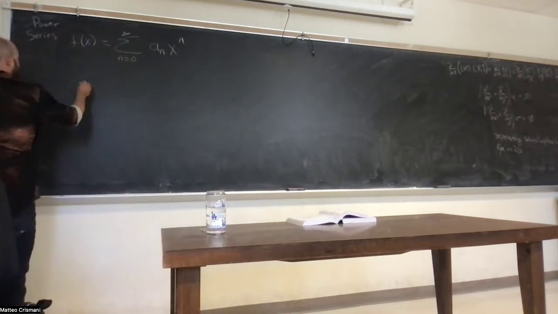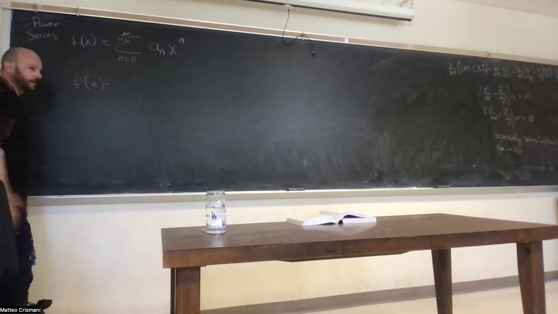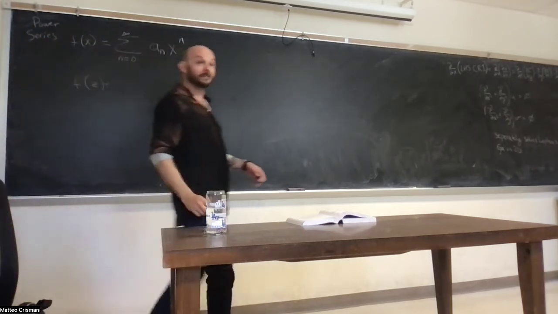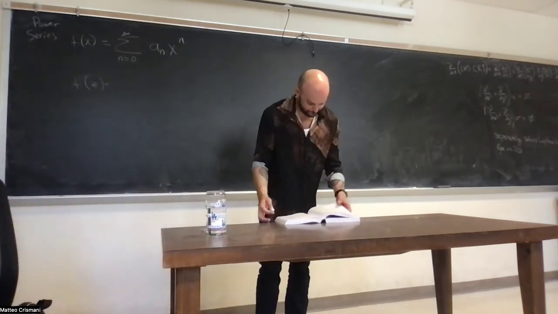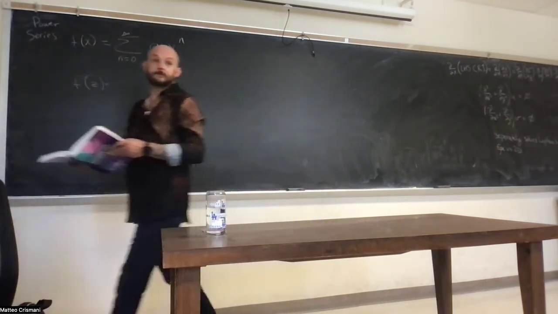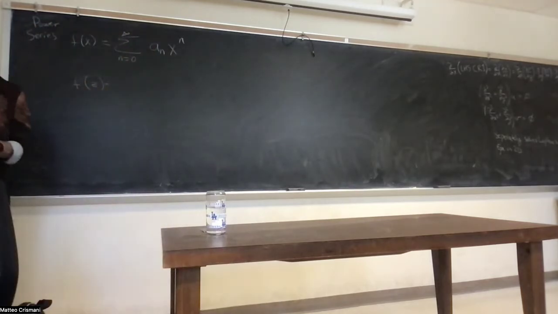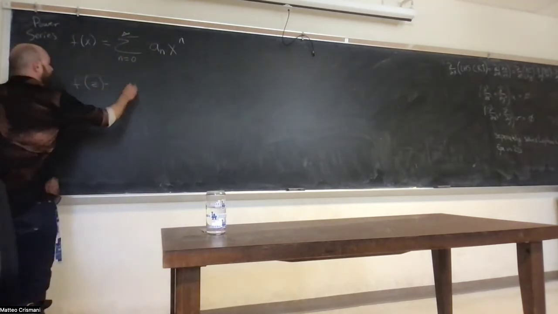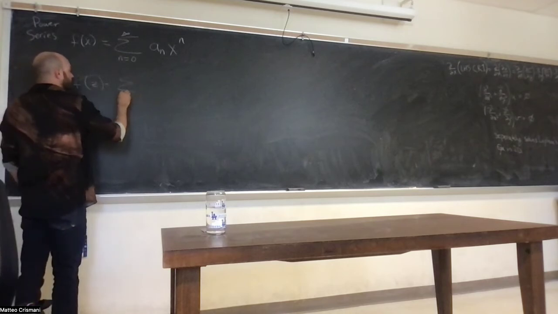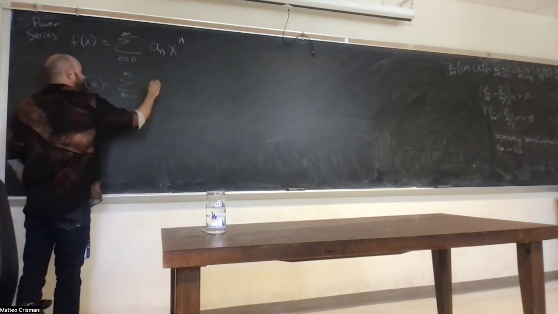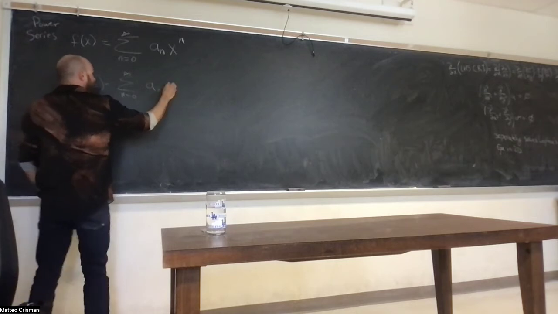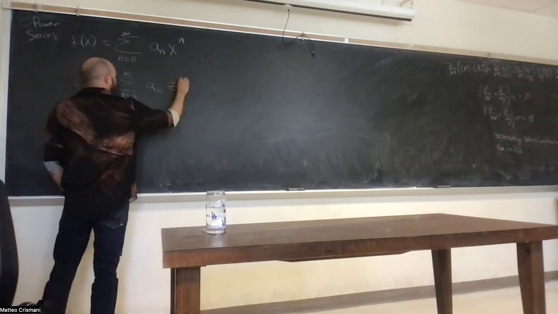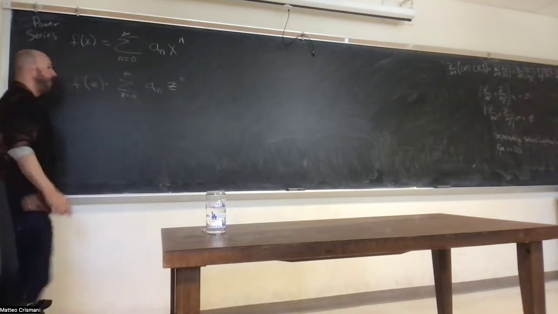Okay, so now let's ask the question, what about z? The same thing? I don't know why it would be different. That's perfectly fine. So let's write the same thing. Sum from n equals 0 to infinity, a sub n, z to the n. Right?